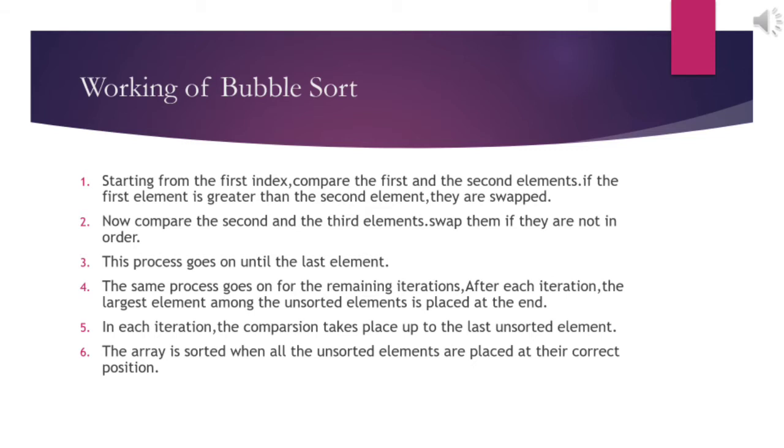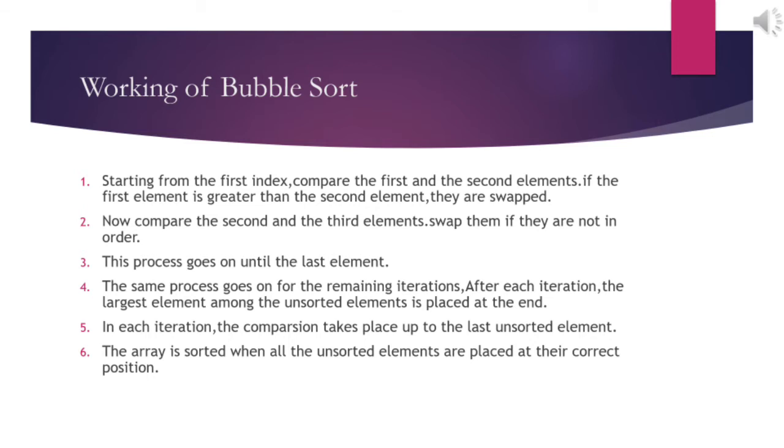Working of bubble sort. Starting from the first index, compare the first and the second element. If the first element is greater than the second element, swap them. Now, compare the second and third element. Swap them if they are not in order, either ascending or descending, whatever you want. This process goes on until the last element.